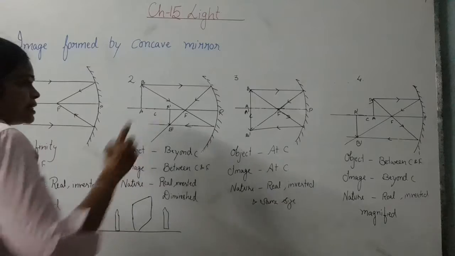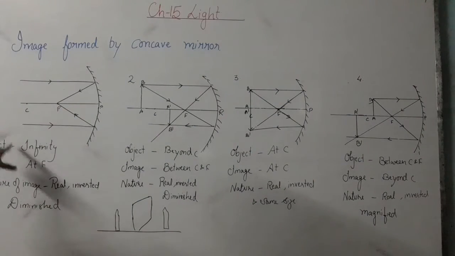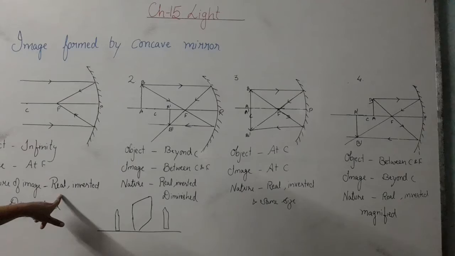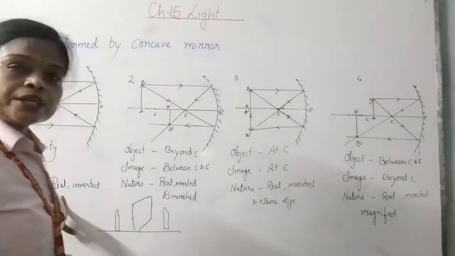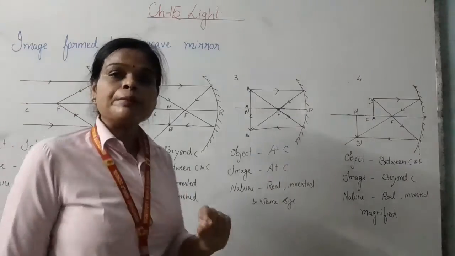These are the diagrams which I have drawn on the board. The first one is if the object is at infinity. If the object is at infinity, the image is formed at F. The nature of the image is real, inverted and diminished. It's a very small image, a diminished image.